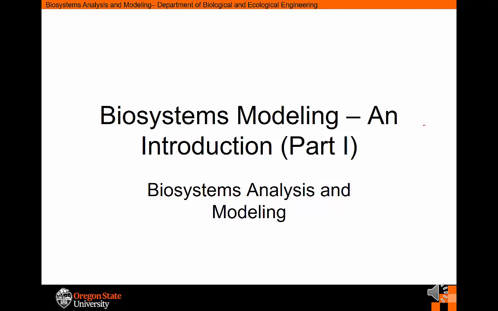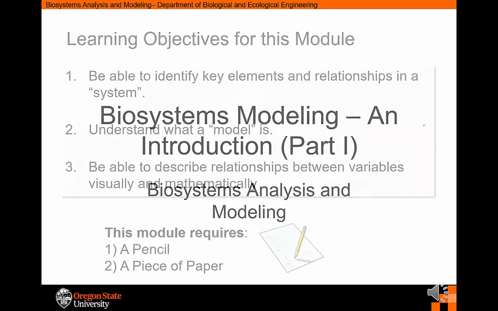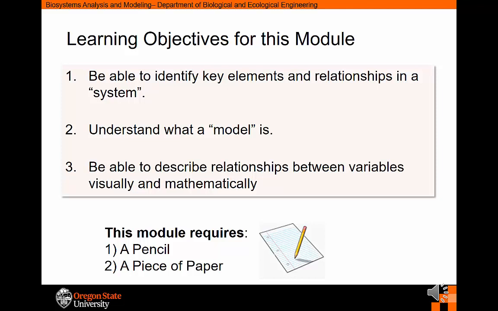For this introductory module, we have three primary learning objectives. First, upon completing this module, you should be able to identify key elements and relationships in a system. Second, you should have a basic understanding of what is meant by the term model in the context of mathematical analysis. Finally, you should be able to highlight key variables describing a system and the relationships between those variables by diagramming a conceptual model of the system.